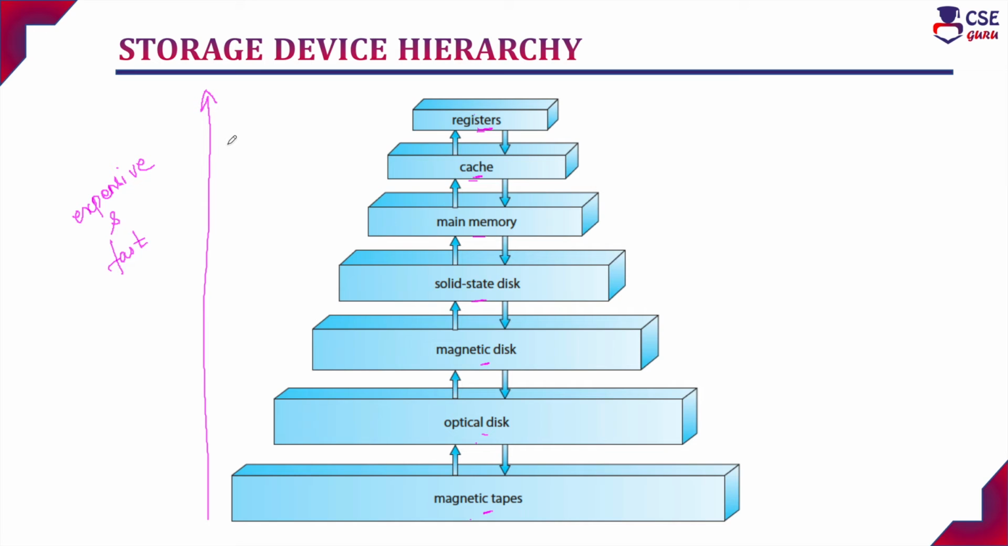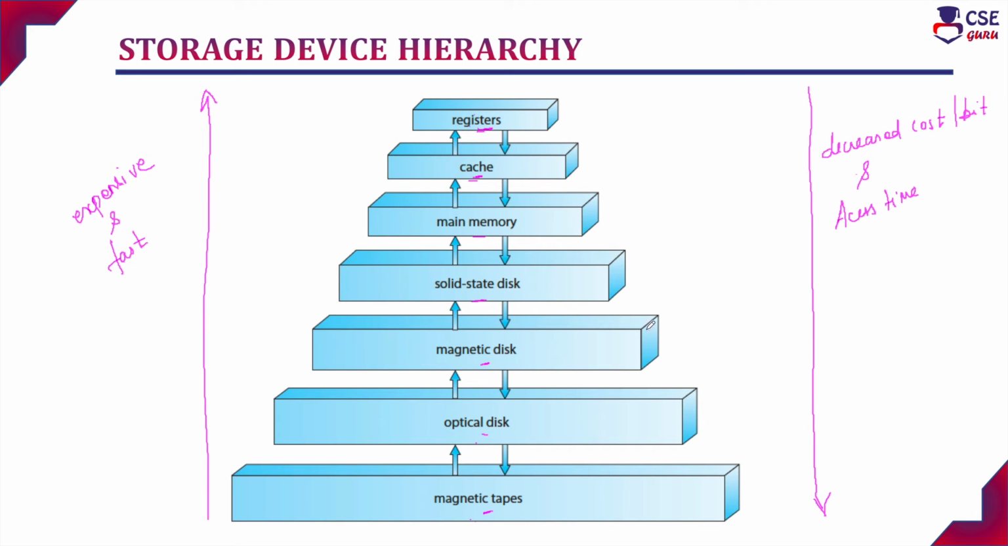And next, if you are considering from top to bottom, the cost of these storage devices will decrease. Registers are expensive, and the cost decreases down to magnetic tape. There is decreased cost per bit, and also the access time is high. From bottom to top, the memories are expensive and fast. From top to bottom, the cost per bit decreases and access time is high, and it requires more access time.